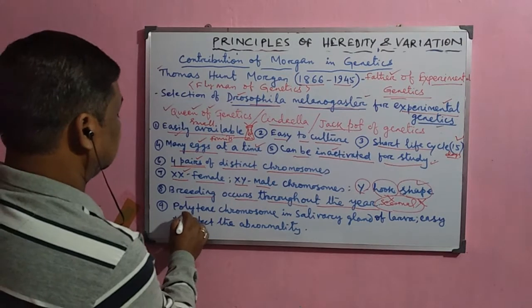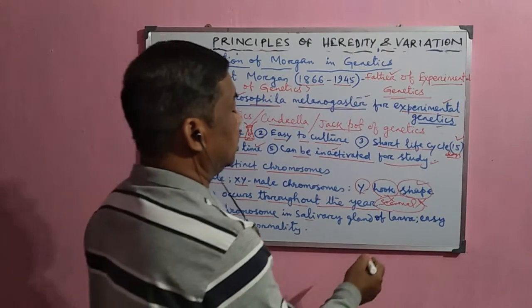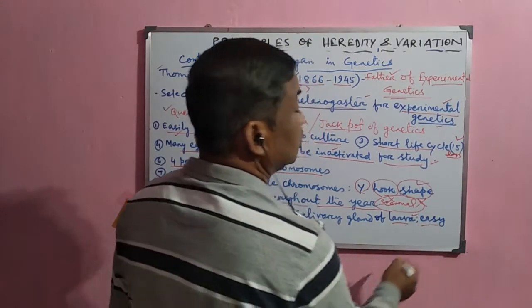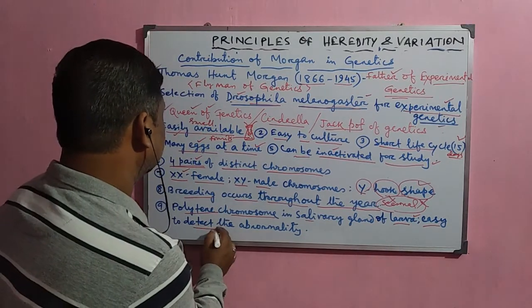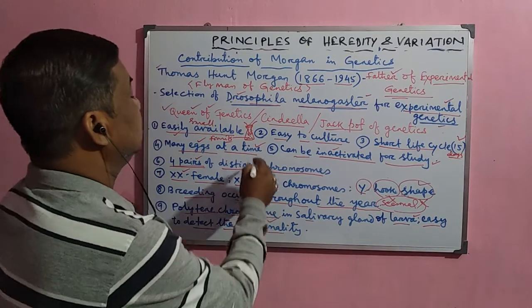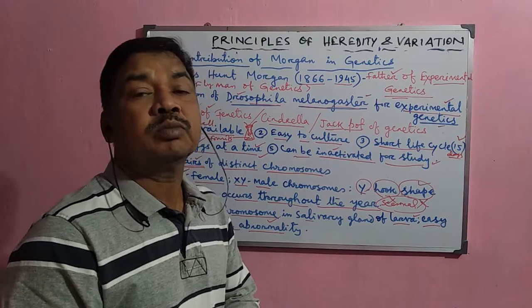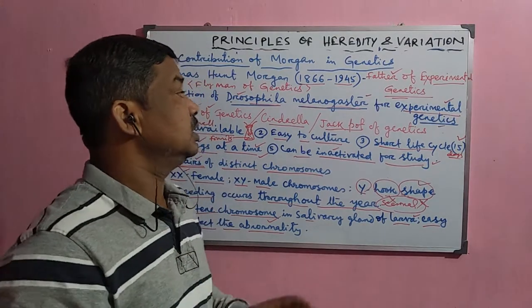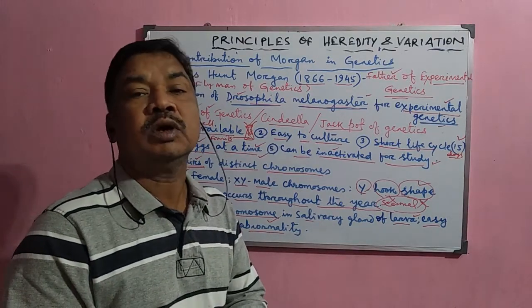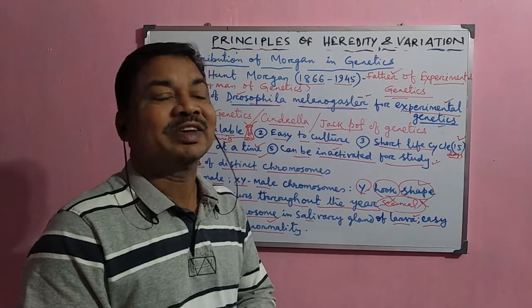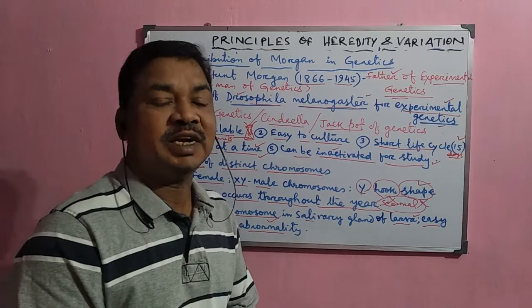Now, the polytene chromosome is a special type of large chromosome present in the salivary gland of the larva of this Drosophila. These large polytene chromosomes make it very easy to study or detect defects or abnormalities in the chromosome. So that is why Drosophila is one of the suitable materials which were, for the first time, used by Morgan for the study of the transmission patterns of different characters. So that is why Drosophila is called the queen, or the Cinderella, or the jackpot of genetics.